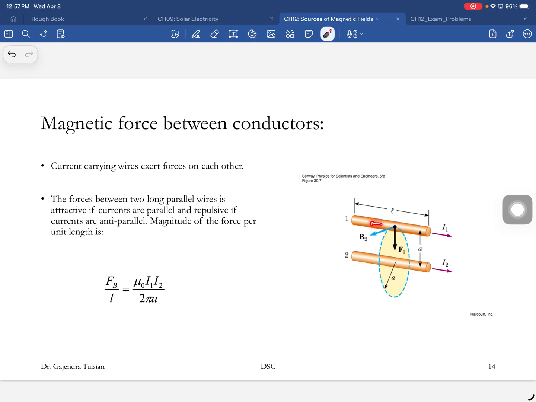All right, so what this expression says is the force per unit length is mu naught times I1 I2 divided by 2 pi a. Again, when the currents are parallel, the force is attractive, and when the currents are anti-parallel, the force is repulsive. If one of the currents is 0, well, this wire is producing a magnetic field, but there are no moving charges to feel it. So both currents have to be non-zero for this force to be non-zero.